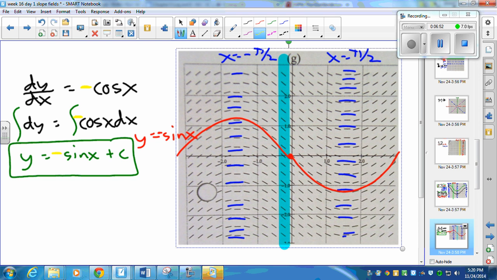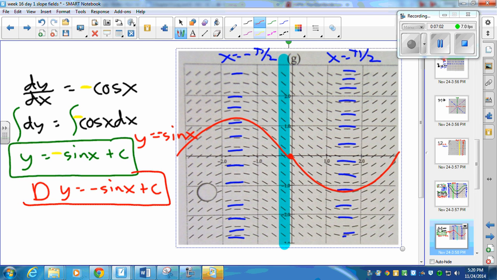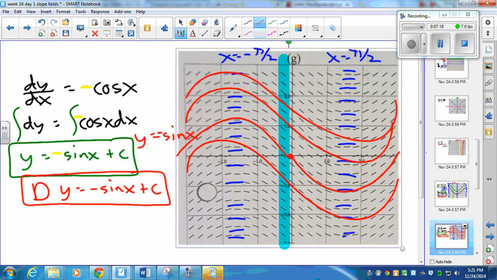The red that I drew on this board, the red is the D world, and this is y equals negative sine x plus c. That is the D world. That is a railroad path. It's the actual track that could be laid out. I could have it up above, I could have it a little bit higher, or a little bit lower. All of those are the red, and that's the D world.